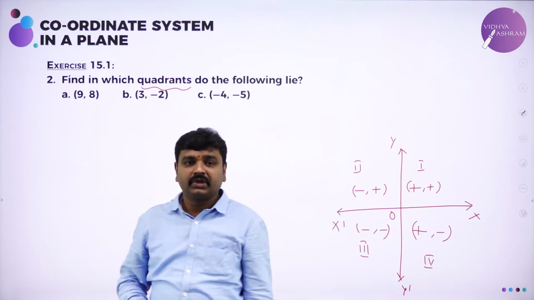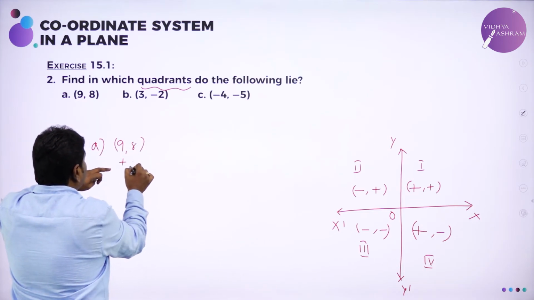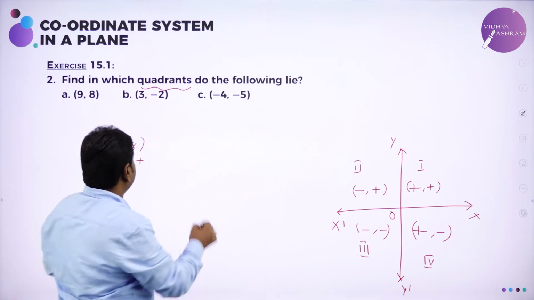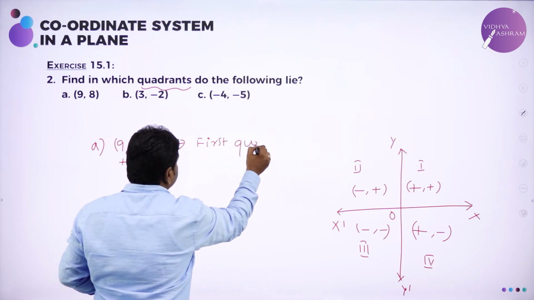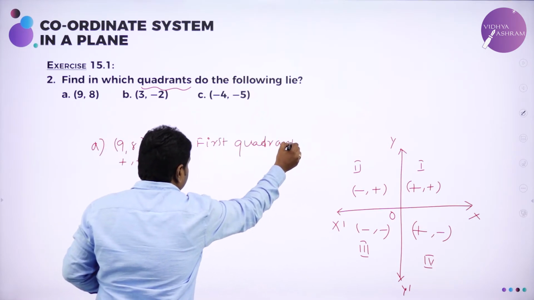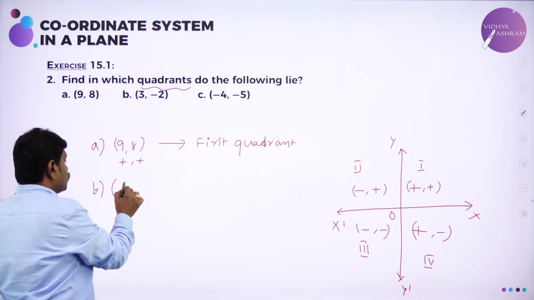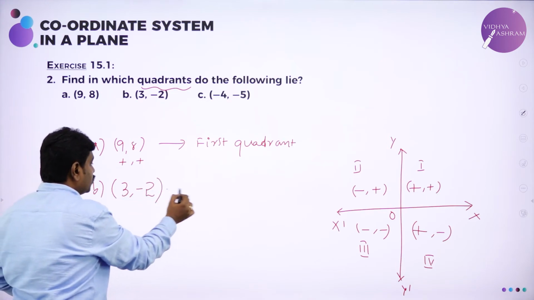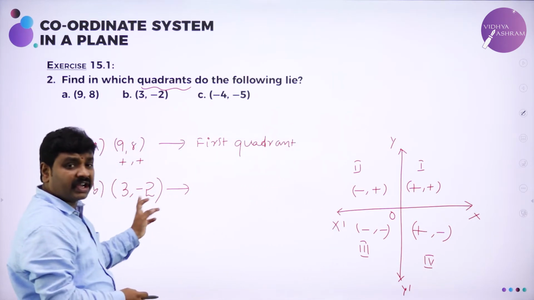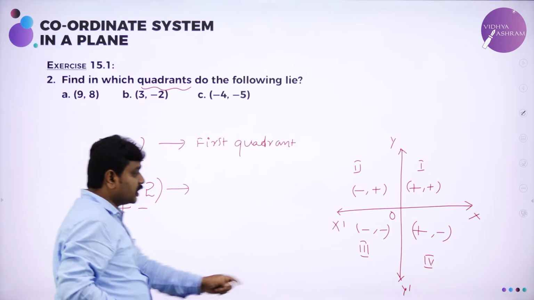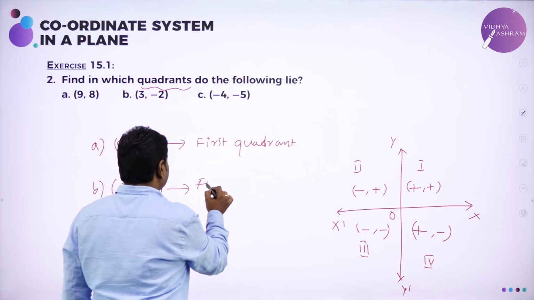So now first question. What is the first question they give? A (9, 8). So now both are positive. Do you agree? Positive positive means which quadrant? First quadrant. So answer is first quadrant. Next B. What is B? (3, -2). So x value is 3, y value is -2. Positive comma negative. X is positive but y is negative. X positive, y negative means which quadrant? Fourth quadrant. So it is in the fourth quadrant.